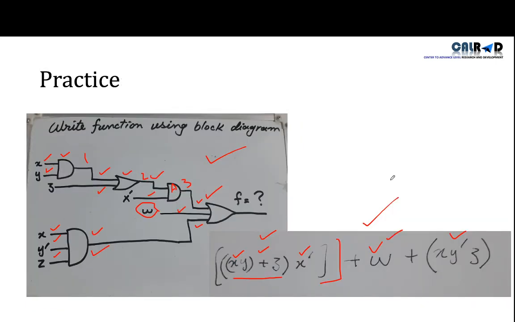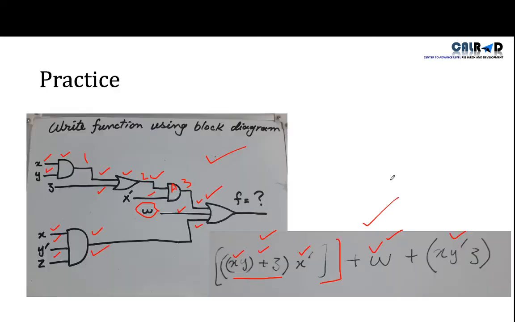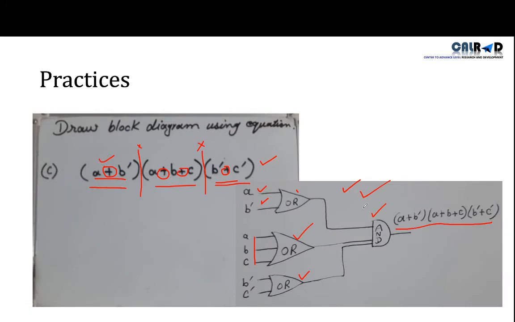From now onward, we know how to draw a diagram from the equation, and we also know how to write an equation from a diagram. Now we will move toward the third step, that is simplification of the function using Boolean algebra rules. Why do we want to simplify this equation?